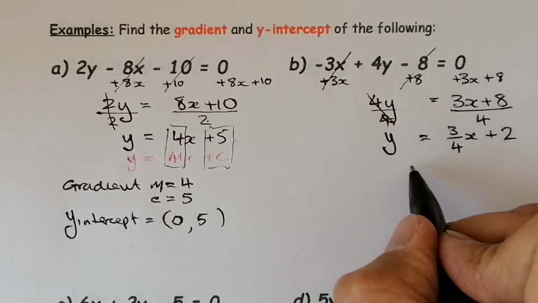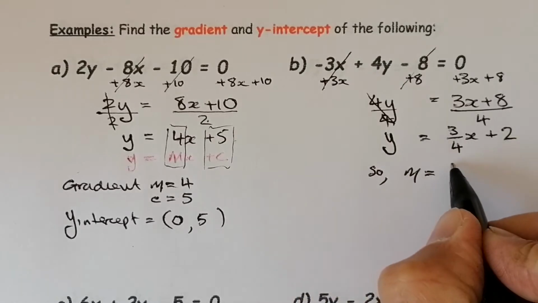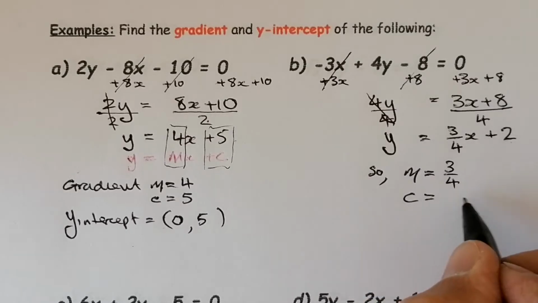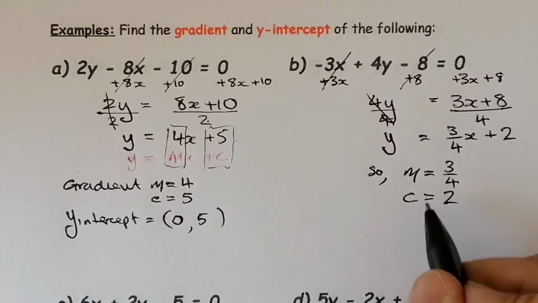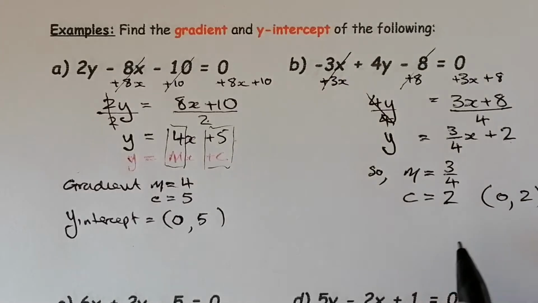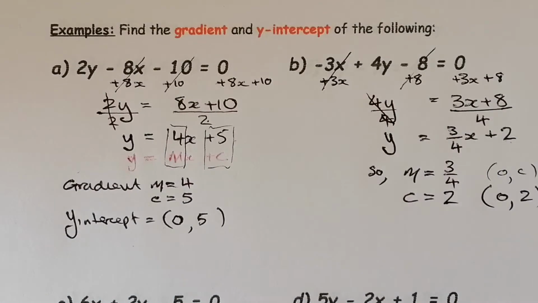Okay, so then I'm going to go for my gradient. So the gradient is going to be equal to 3 upon 4, and my c value is going to be equal to 2. And that will be the y-intercept is going to be 0, 2. So remember, that's just 0 and whatever the c value is. Okay, so that's that one done.